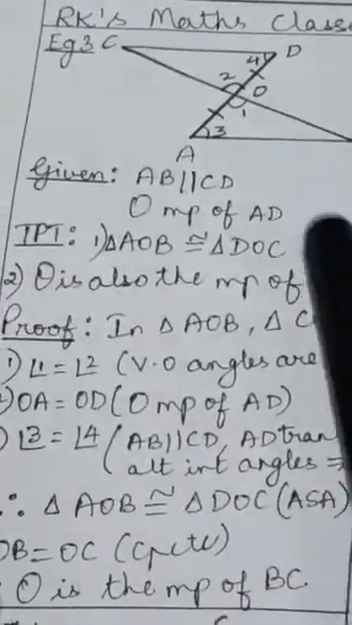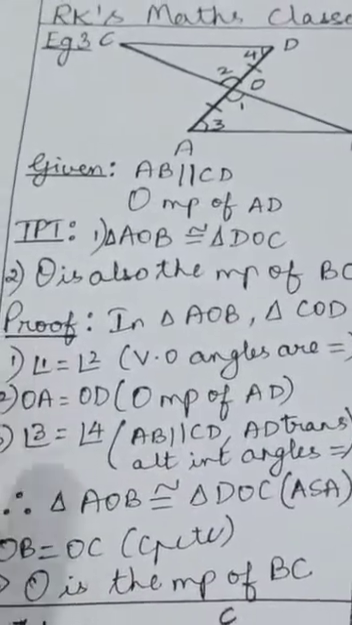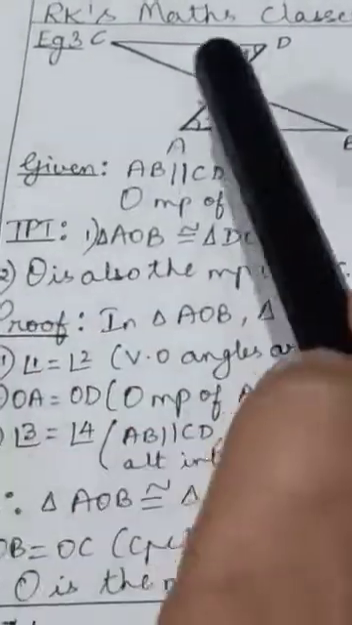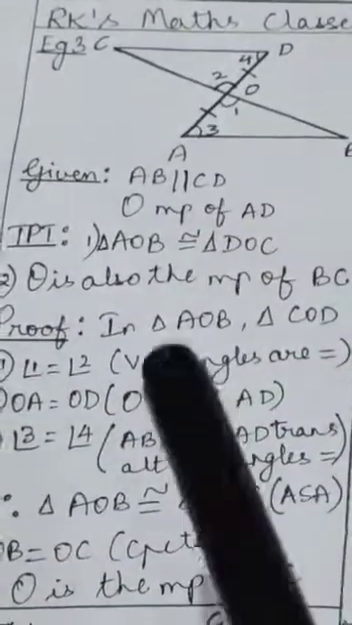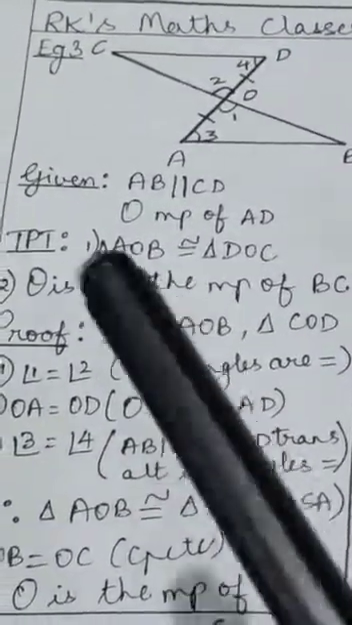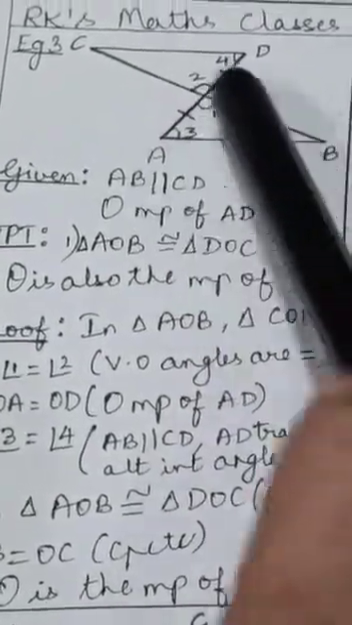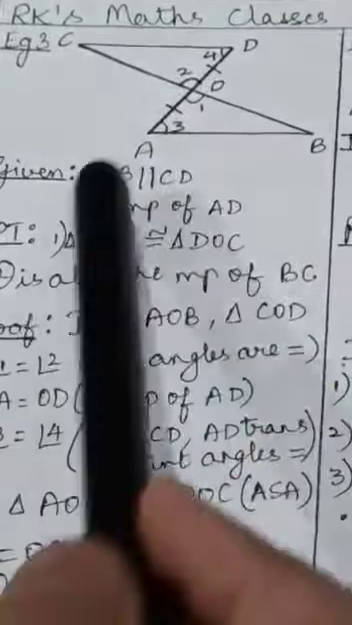So which are the 2 angles here? See now in the first triangle, we have mentioned angle 1 and angle 3. In the second triangle, we have mentioned angle 2 and angle 4. So now which is the side included by angles 1 and 3 in the first triangle? OA.